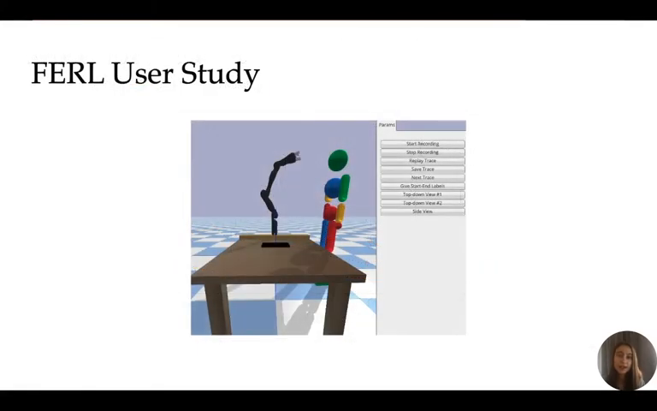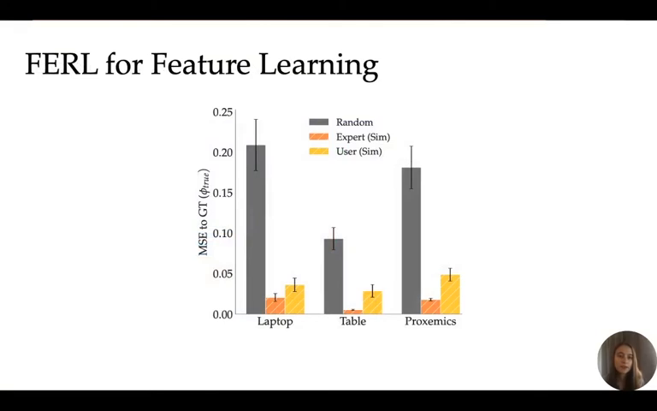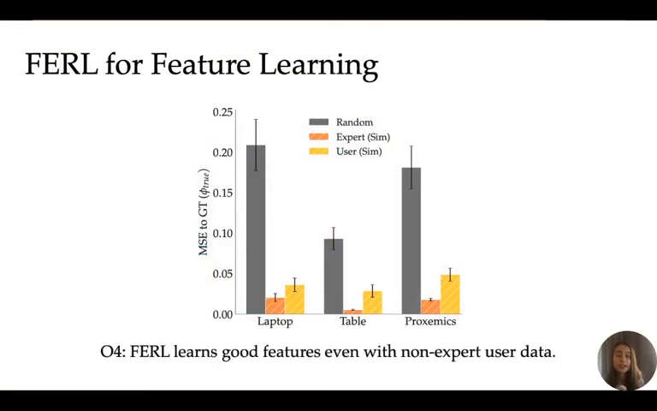Lastly, we ran an online user study to see whether FERL works with non-expert users. The study was over Zoom, and people provided feature traces by clicking and dragging the robot in the PyBullet simulated environment shown over here. We found that FERL was able to learn good features even with non-expert user data, as the MSEs for the user features are much closer to the expert level than to the random one.